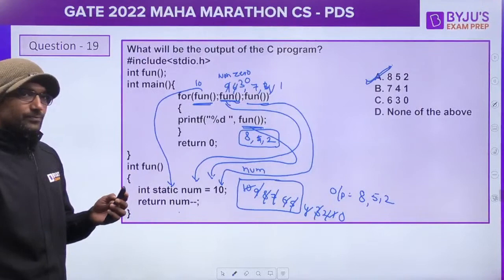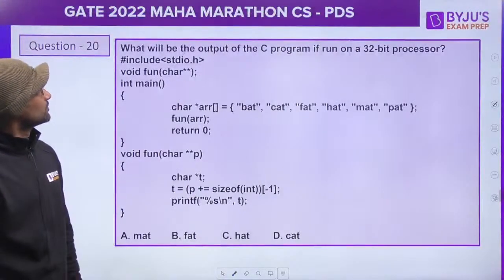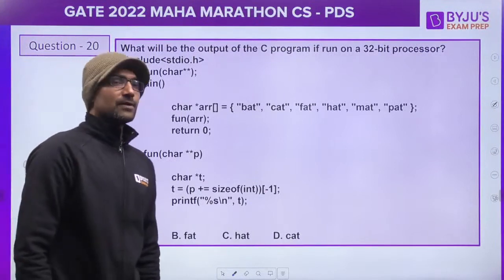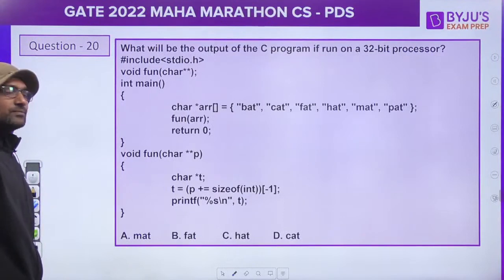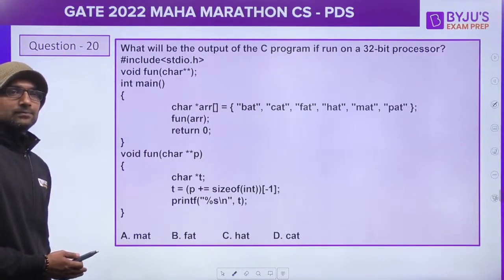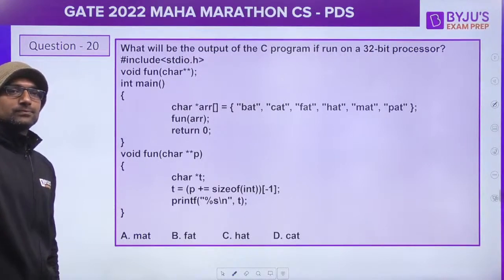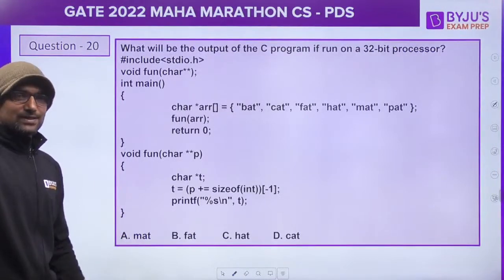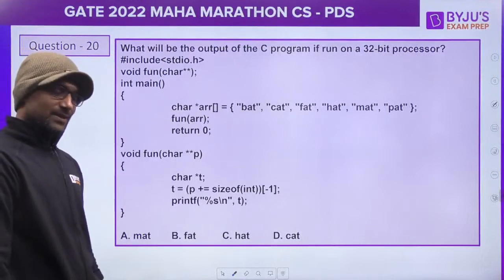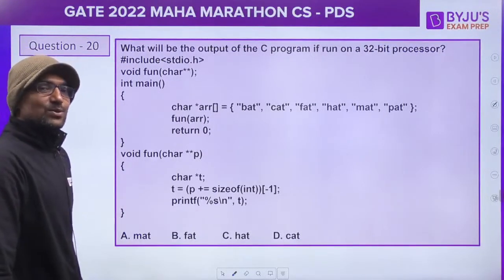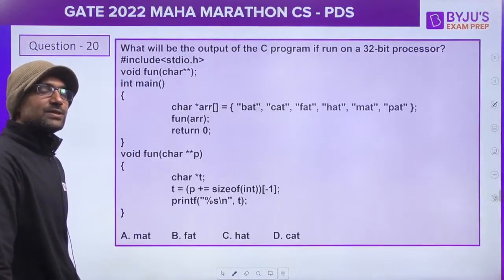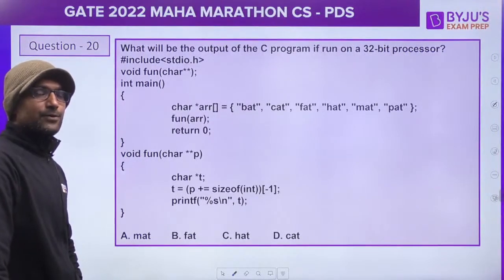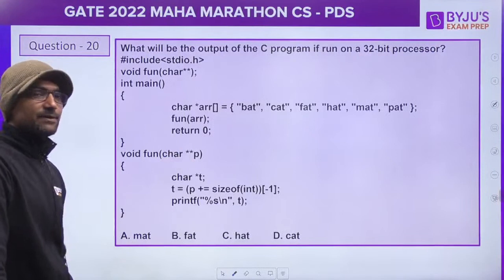Next question. What will be the output of the C program if run on a 32-bit processor? And this is again a question, Raju, it's a previous GATE question here. It's not taken from any source. That is just a previous GATE question. Again, this is the question of Super 11. Few days ago in the Super 11 series, I have given this question.